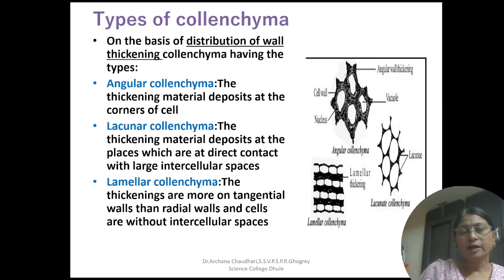The collenchyma can be subdivided on the basis of distribution of wall thickenings. They may be angular collenchyma, where the thickening material is deposited at the corners of the cell; lacunar collenchyma, where the thickening material is deposited at the places which are in direct contact with large intercellular spaces; and lamellar collenchyma. In the diagram, the thickenings are more on the tangential walls than the radial wall, and the cells are without intercellular spaces.